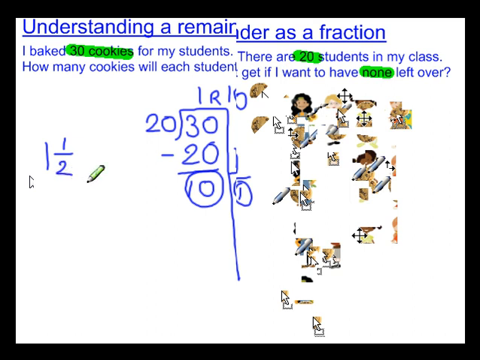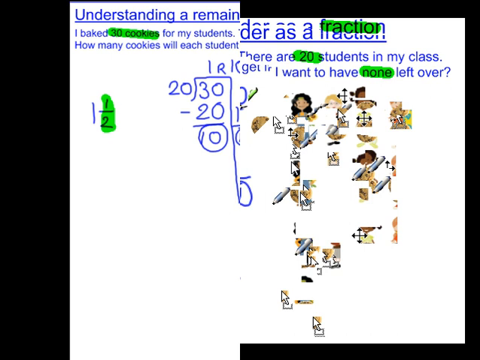1.5 cookies. At the beginning of the clip, I told you we were going to look at remainders as a fraction. And look what we've got here. It's a fraction. 1.5 cookies. How does that half relate to our remainder of 10? Well, we had 10 cookies left over. We have 20 students. And 10 is half of 20. 1.5.